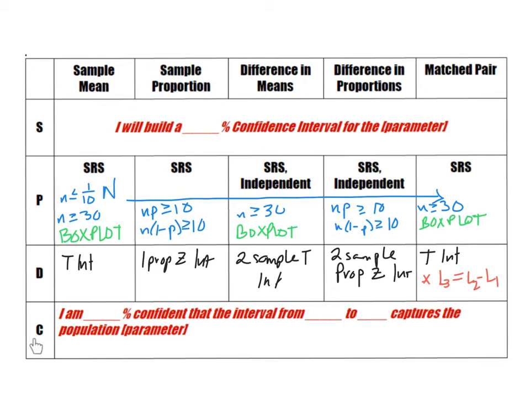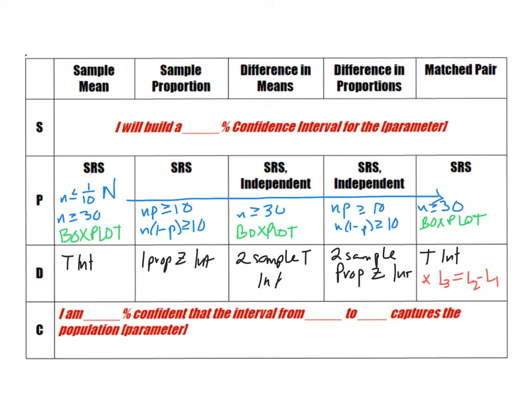Now, the final part of this, to conclude, you say, well, I'm 95% or I'm whatever percent confident that the interval from blank to blank captures the population parameter. So again, kind of going back to what were we doing? We collected these sample things in order to make some inference about the population. So you're confident that the interval from blank to blank captures the population mean, or the population proportion, or the difference in population means, or the difference in population proportions, or the population effect size. All right, so this is all stuff having to do with confidence intervals, and I would urge you to look back through your calculator, make sure you know where everything is.